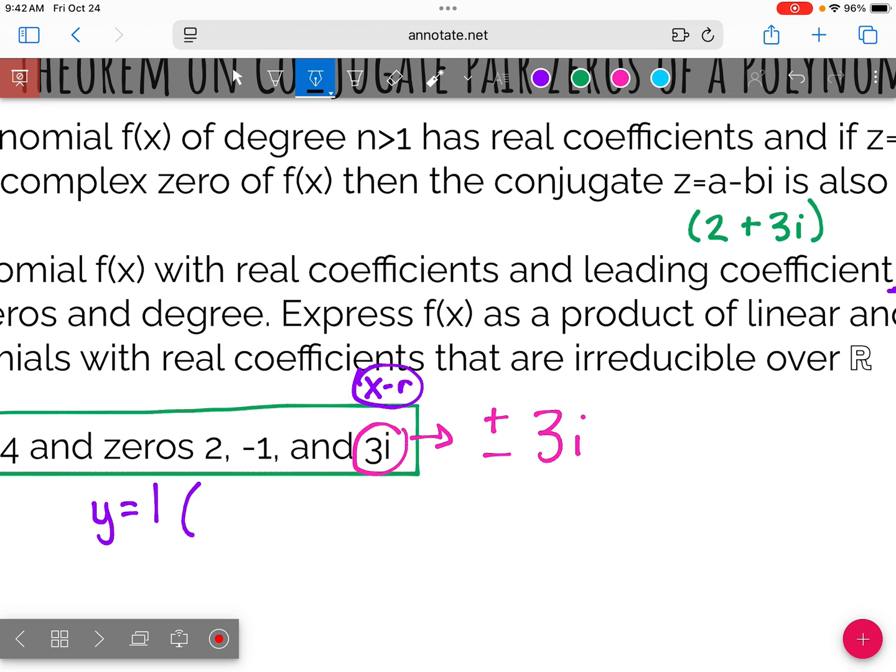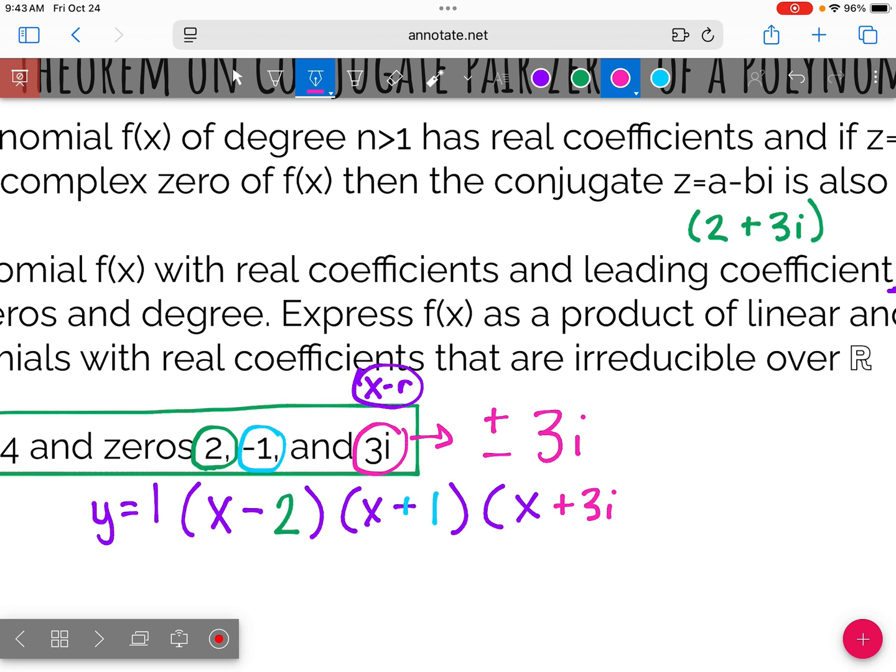X minus r for every single factor. So x minus each of our roots, just like we've been doing before. So for our factored form here, just because we have like 2 minutes and I want to get through it, I'm going to have x minus our first root at 2. x minus the second root at minus 1 becomes x plus 1. And then I need to use both of these imaginary roots. We're going to have our x plus 3i and x minus 3i.